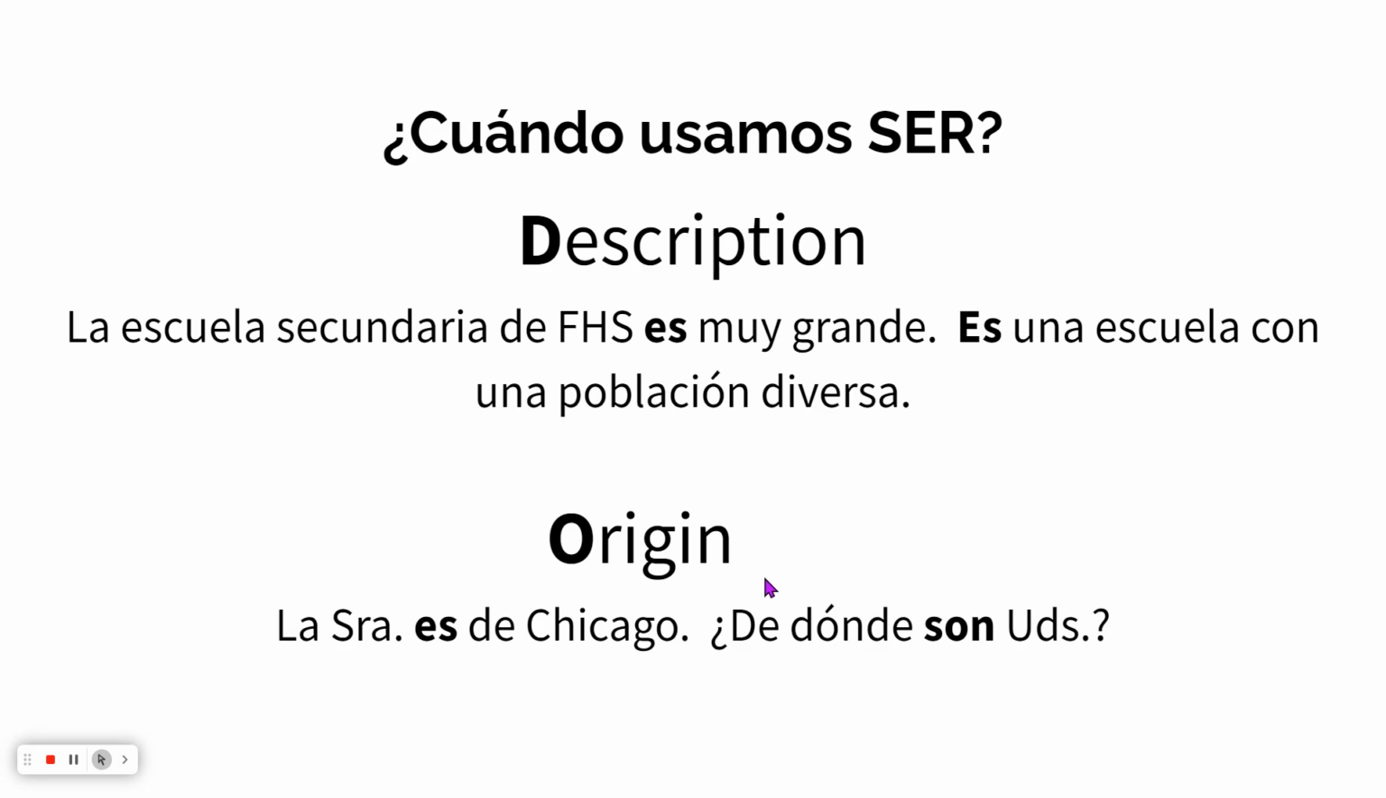So, ¿cuándo usamos ser? For the sake of example, and please write these down so you've got a few written examples there. For description, we have la escuela secundaria de FHS es muy grande. Es una escuela con una población diversa. So things that you can observe about Framingham High School if you go here, that the school is very big and it's a school with a diverse population. For origin, where someone is from. La señora es de Chicago. ¿De dónde son ustedes? So señora is from Chicago, and from where are you? Where are you all from?